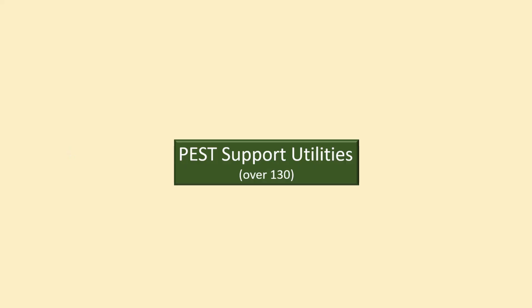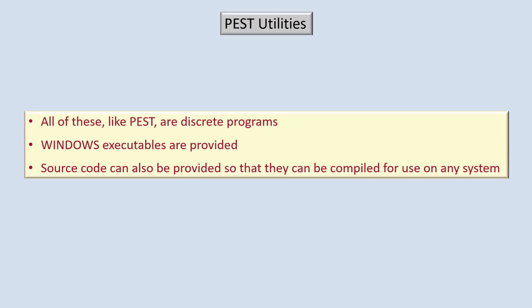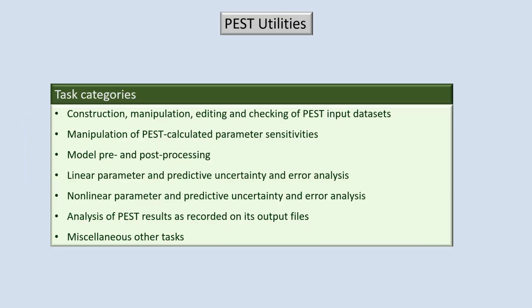PEST is accompanied by 3 suites of utility support programs. The first suite is supplied with PEST itself. The other suites are supplied separately, and I'll talk about those shortly. All of these utilities are like PEST, they're discrete programs. Windows executables are downloadable with PEST. The source code can also be provided so that you can compile them yourself for use on any system.